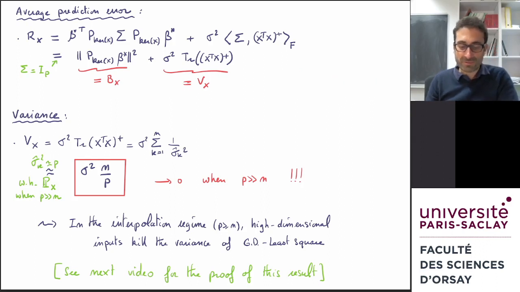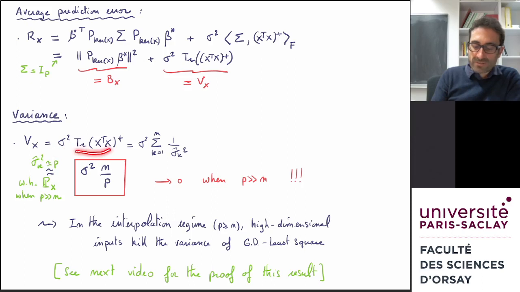So let us use this. The variance is equal to sigma^2 times the trace of (X^T X)^+. What I will have is sigma^2 times the sum of 1 over sigma_k hat, for k going from 1 to N. This is because I take the Moore-Penrose pseudo inverse. And this term is essentially equal to 1 over P. So what I have is essentially N times 1 over P.